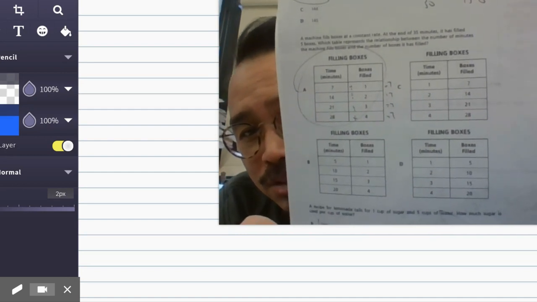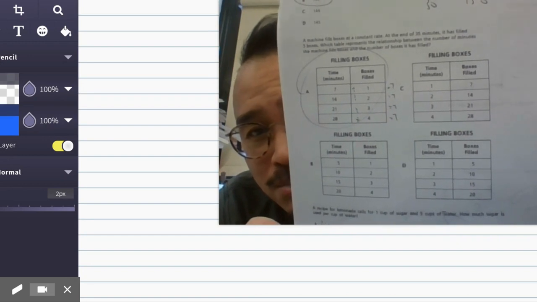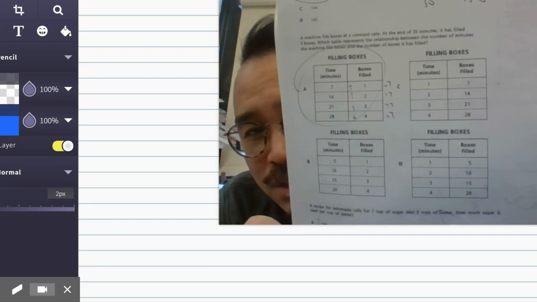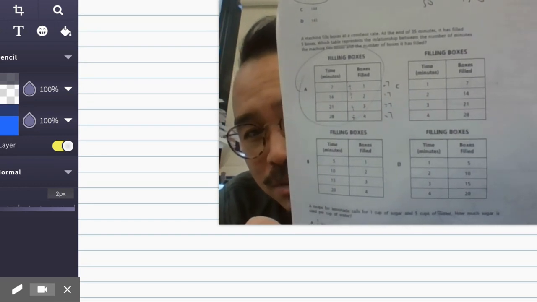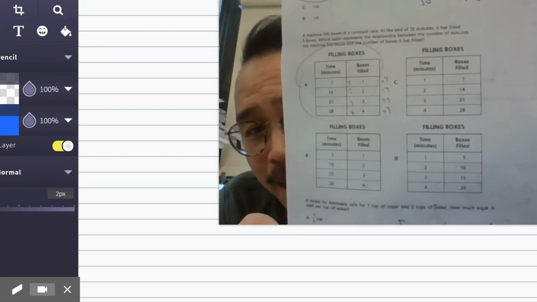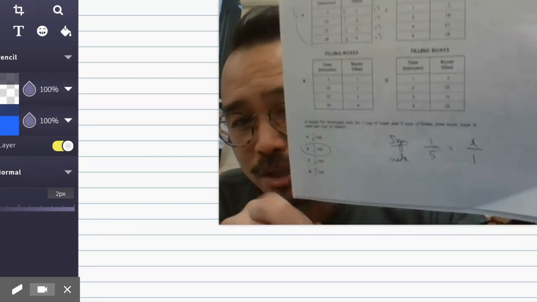So again, you see how for the first one, it's 7 minutes per one box. That's why you see all those sevens that I wrote on the side there. That's what that's telling me, right? The unit rate is correct and also consistent. They're all sevens. Okay, so that's that choice right there.